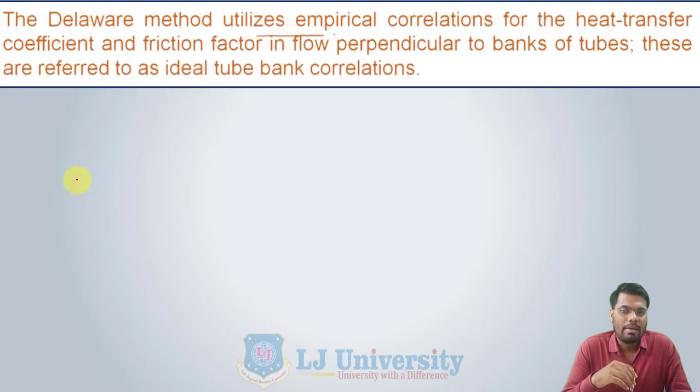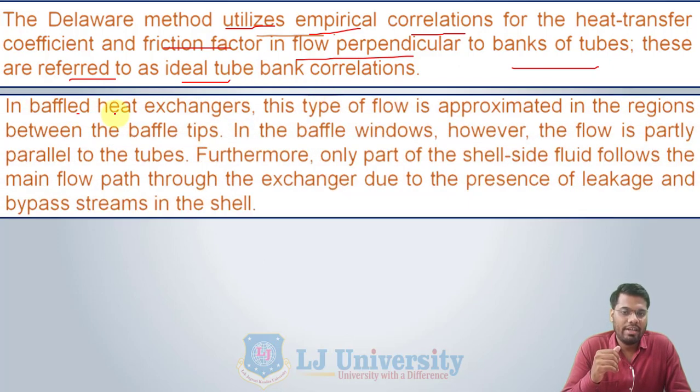Now, the Delaware method utilizes empirical correlations for the heat transfer coefficient and the friction factor in the flow perpendicular to the bank of tubes. These are referred to as ideal tube bank correlations. In a baffled heat exchanger, this type of flow is approximated in the region between the baffle tips. In the baffle windows, however, the flow is partially parallel to the tubes. Furthermore, only part of the shell side fluid flows along the main flow path through the exchanger due to the presence of leakage and bypass streams.